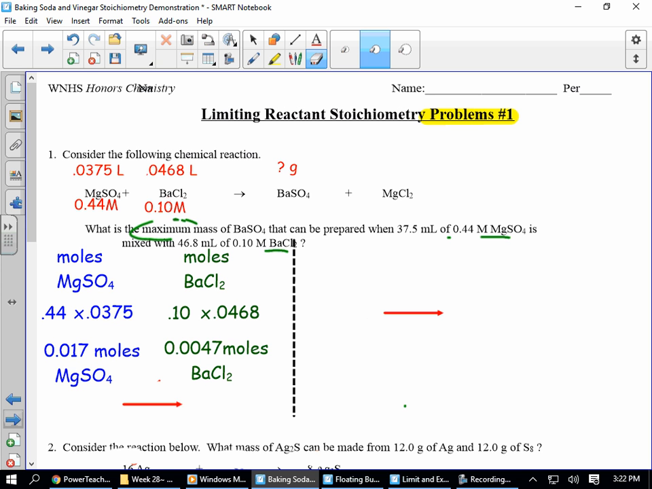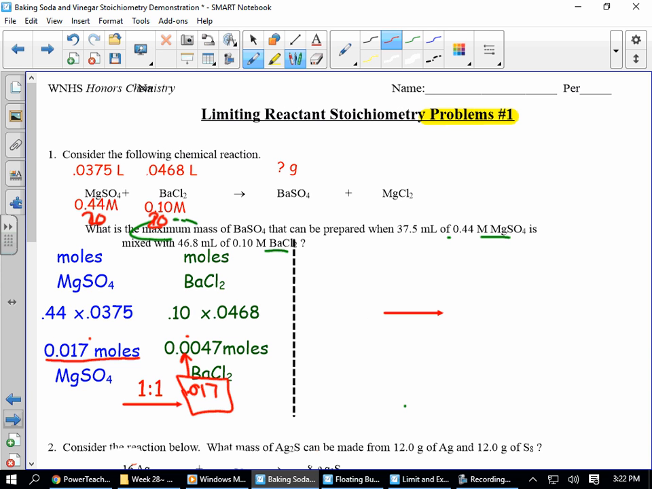Now, because it is a 1-to-1 ratio, I need the same amount of both of these. If I had 10 of these, I'd need 10 of these. If I had 20 of these, I'd need 20 of these. So if I have 0.017 moles of this, I need 0.017 moles of my barium chloride. Do I have 0.017 moles of this? The answer is no. I actually have less than I need, which makes this one my limiting reactant.